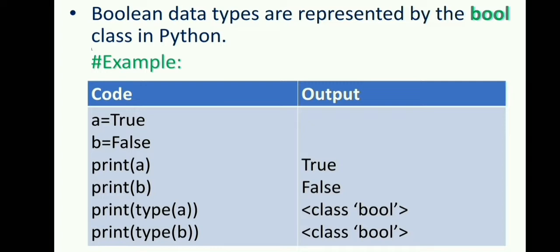We can get the data type of an object by using the built-in function type in Python. The last two print statements, print type A and print type B, will display the data type of the variables A and B respectively. Here the data types are bool. The Boolean data type is represented by the bool class in Python.